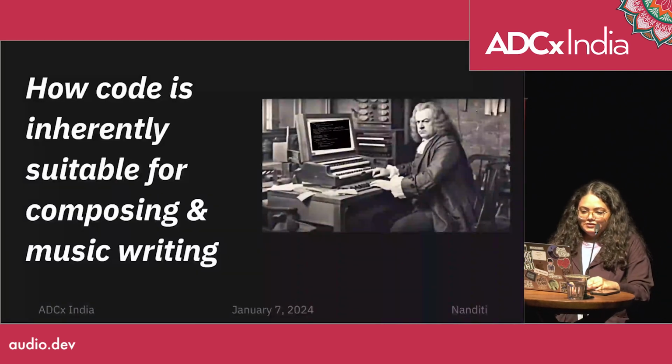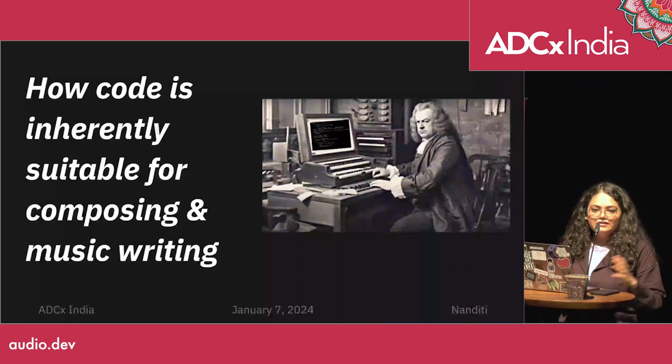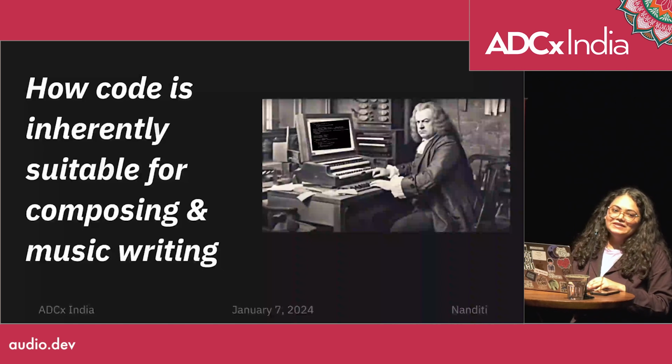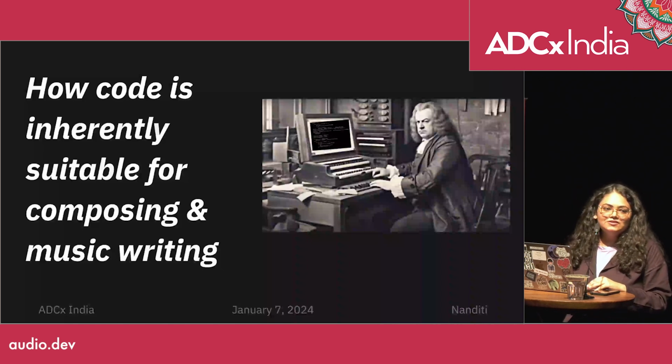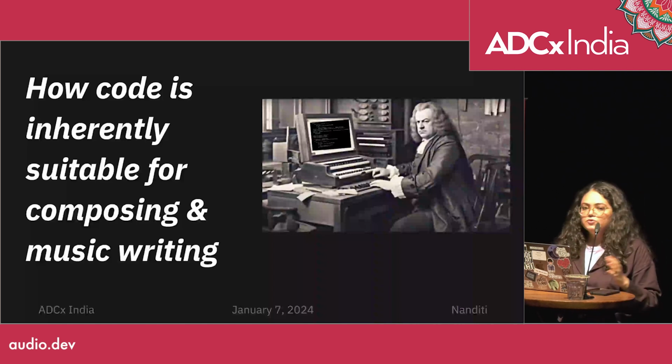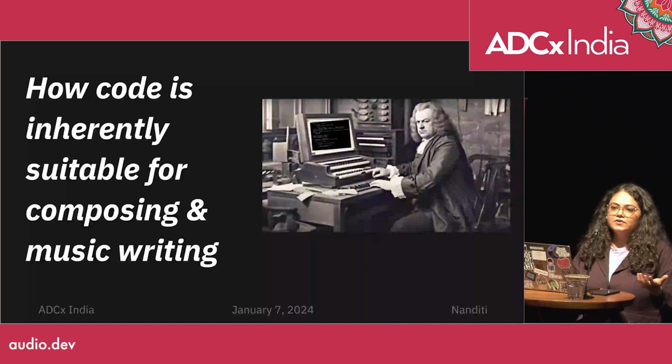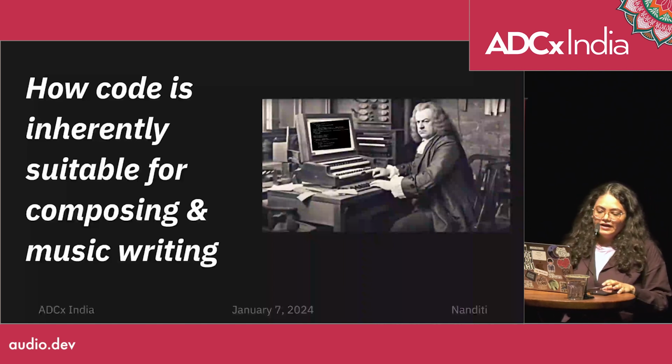Okay, so how is code inherently suitable for composing and music writing? I think we've already seen it. But basically the idea is that classical music is a good way to start coding music, because it's based on rules and procedures. So it's like a guide, essentially. You already have a guide that classical music, both Indian and Western, provides you, which you can just translate into code, and there you have it. You're already composing something if you're not yet able to compose things out of thin air. So it's a good guide to go with.